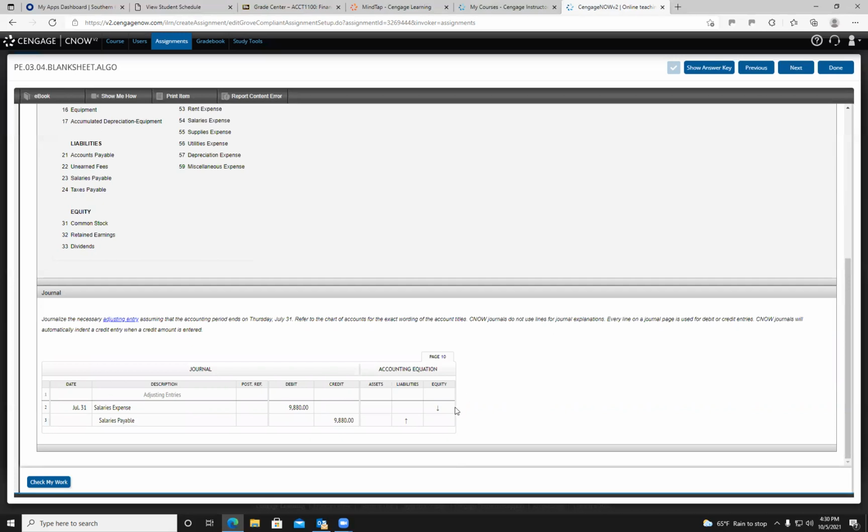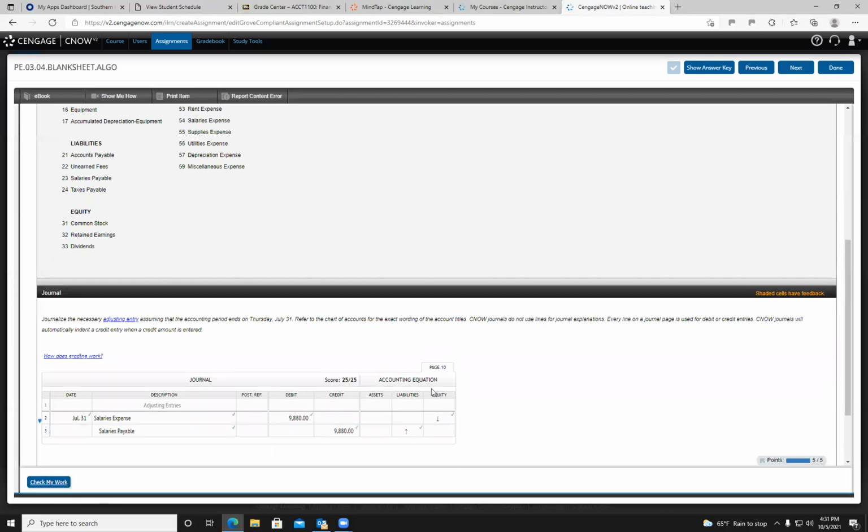All right, so if we look here, we hit expense, and expenses reduce equity. And we hit a liability, setting up the payable, so we are creating the liability. We've increased our liabilities, showing that we have created a debt that we will pay on payday. So let's go ahead and check our work.